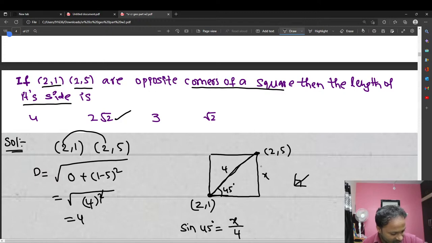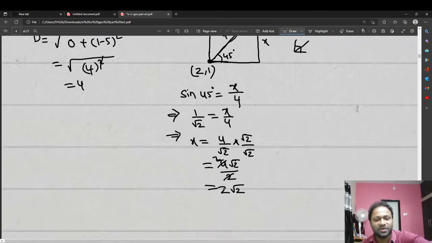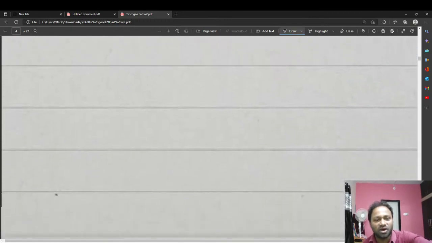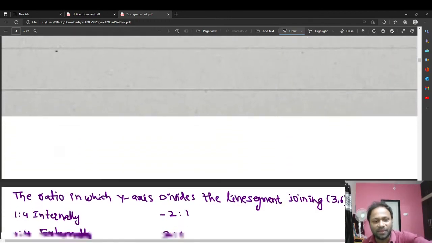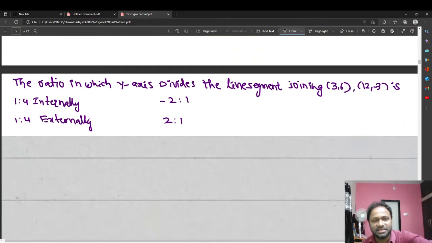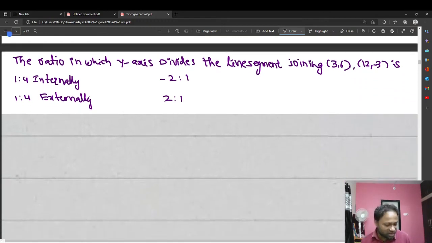Hi. Hello. Yes. Saksham Gowda, so you said 2 root 2. That is correct. Okay. Right. Let us move on to another problem. Yes, this is one of the different questions. Okay, right.